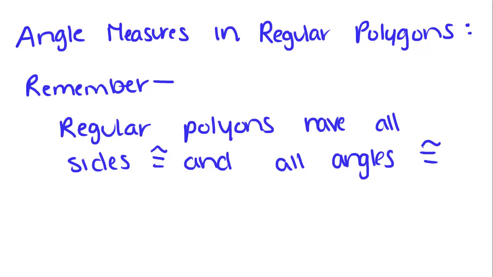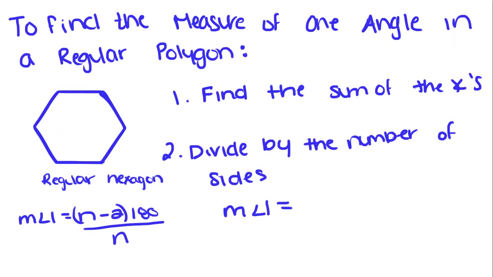So our focus is on regular polygons, specifically the angle measures in a regular polygon. First you need to remember that a regular polygon has all sides that are congruent and all angles that are congruent. That's what makes them a regular polygon. To find the measure of one angle in a regular polygon, you're going to find the sum of the angles, which you can do by drawing in your diagonals and multiplying by 180.